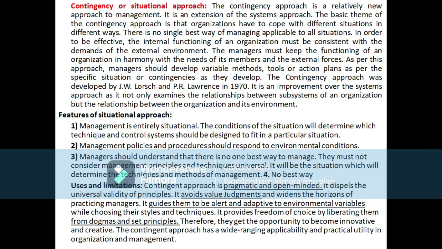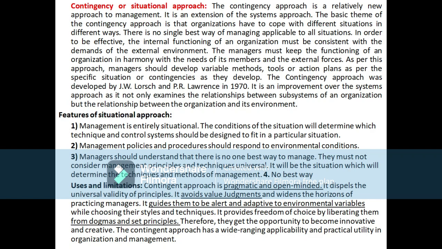And coming to our today's topic, it is related to the contingency or situational approach. In previous classes we have learned about classical theory, neoclassical theory and modern management theory. Under modern management theory we have studied quantitative and systems approach, and the third aspect is the contingency or situational approach. So what does this contingency approach mean?